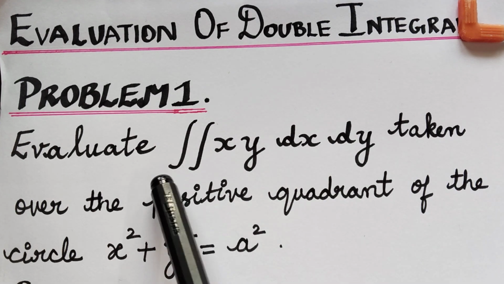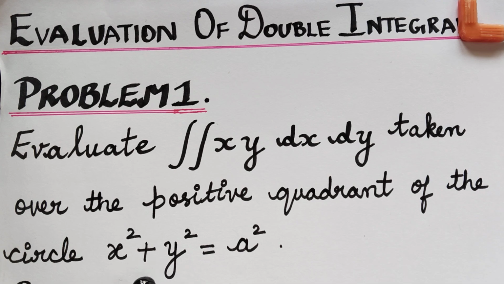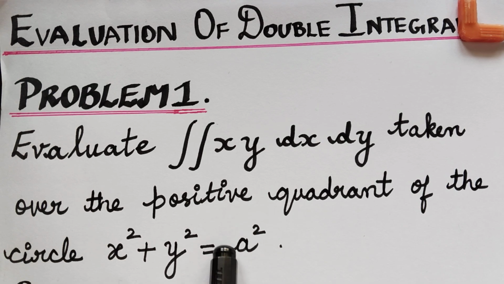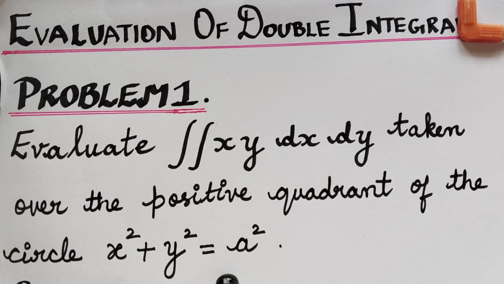Now, in order to find the limits of this integral, first of all, we have to sketch the region that is given. Now, if you see, the region given here is the positive quadrant of the circle whose radius is a. So, first of all, let us sketch this region. That is, we have to draw the circle with radius a, where a is a constant. So, with some constant distance, let us draw a circle. So first let us do that.